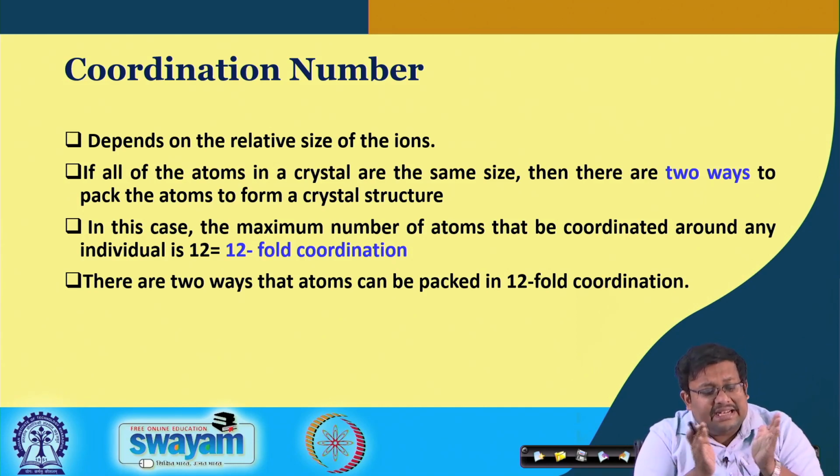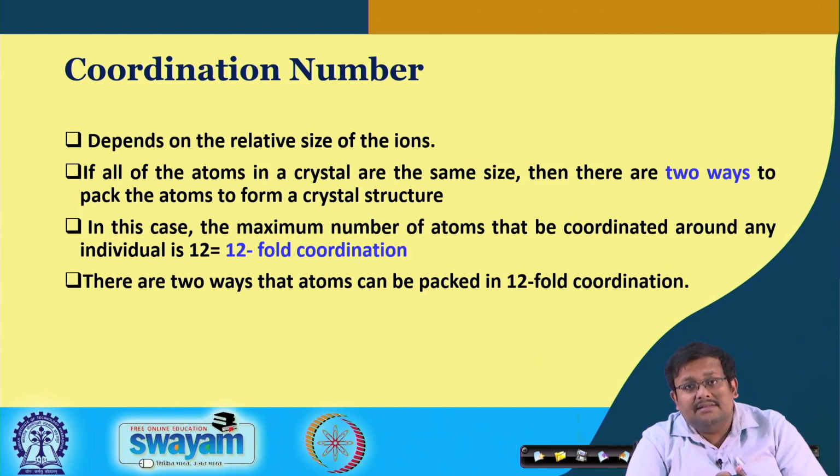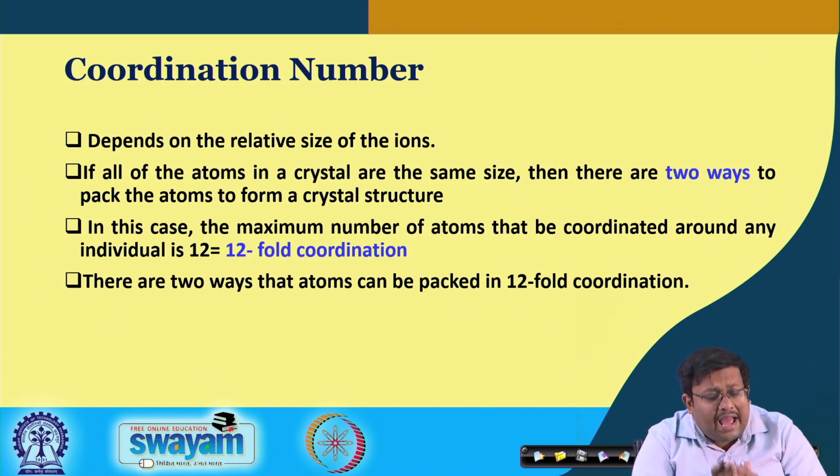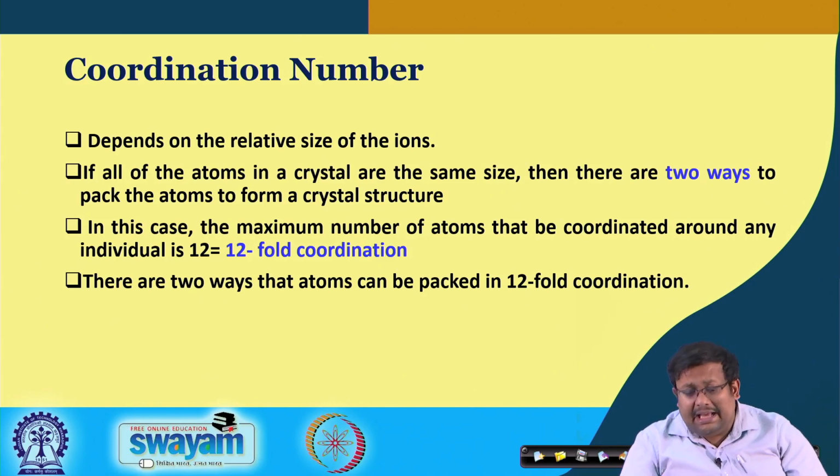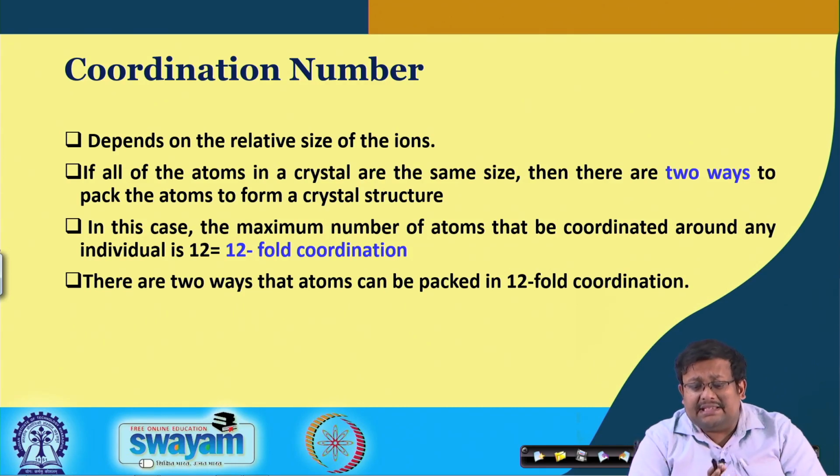Coordination number basically depends on the relative size of the ions, because the radius ratio we have already talked about. So, if all atoms in a crystal are the same size, then there are two ways to pack the atoms to form a crystal structure.